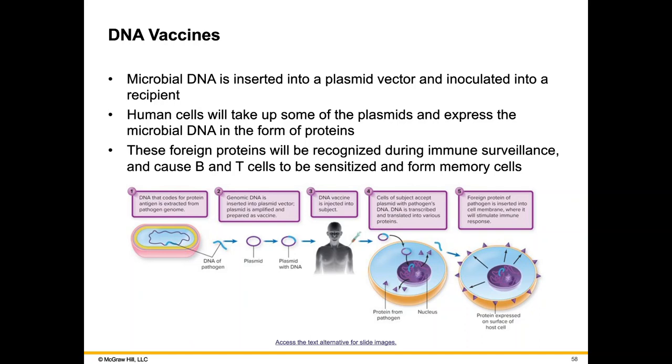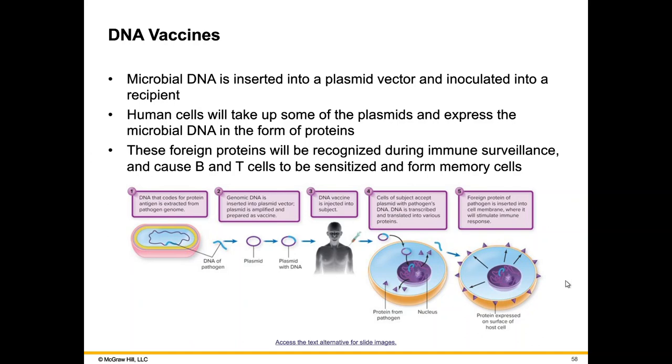So at that point, our human cells can take up this plasmid and express that microbial DNA in the form of proteins. Now, these foreign proteins will be recognized by the immune system and cause that immune system response that will result in B and T cells and memory cells being formed.